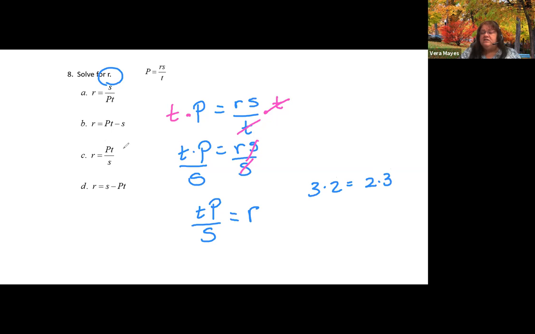All right, any questions on this one? It's always, always, always important to identify what you are trying to get by itself. This one wants everybody else to go to the other side. What is the S doing? It's multiplying. The T is dividing. So what did we do to get rid of the division? We multiplied. To get rid of the multiplication, we divided.